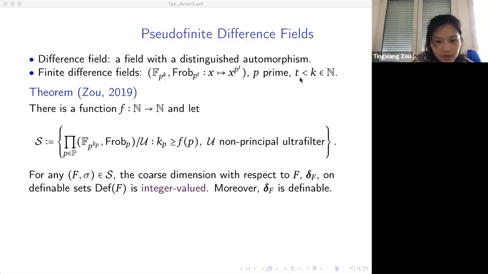So I proved something that is pretty similar, though not exactly the same. I proved some version of the counting dimension in this structure, which is also well behaved. But in this case, the counting dimension is the coarse dimension, it's not the finite dimension. And also it's for a class of ultraproducts of finite difference fields.